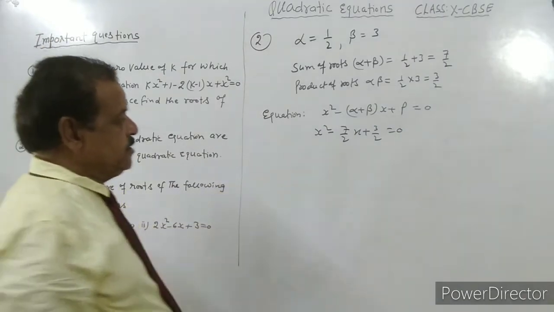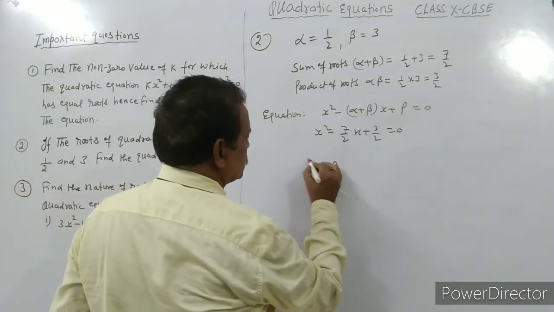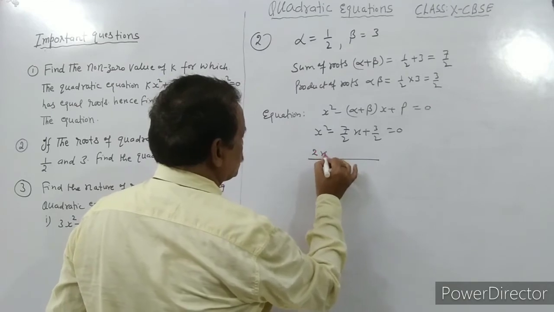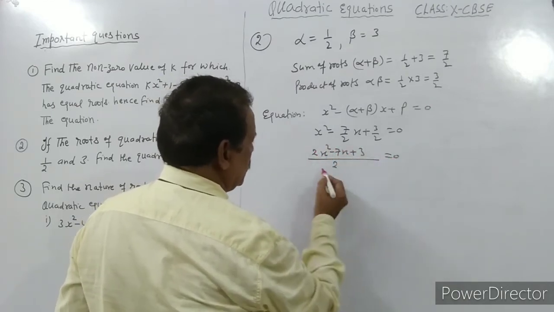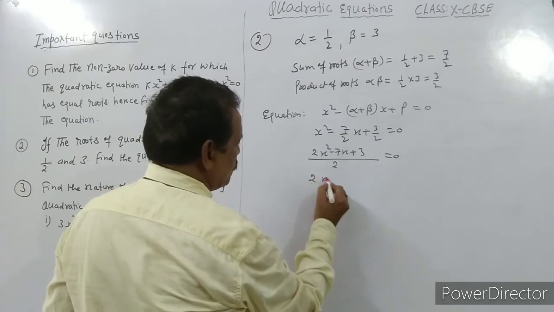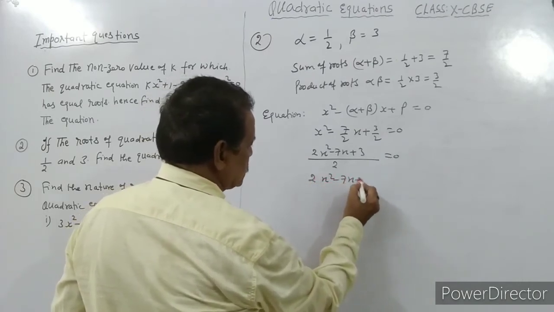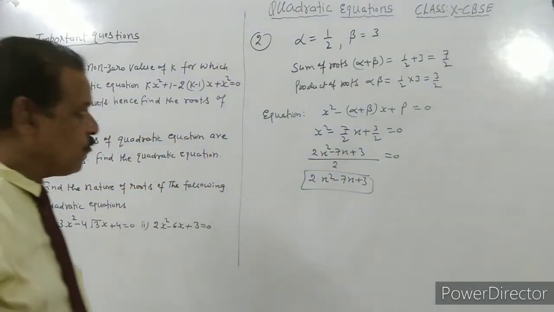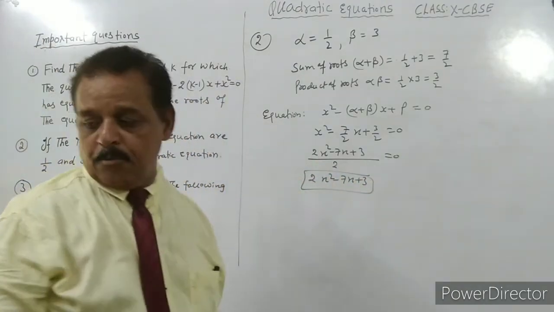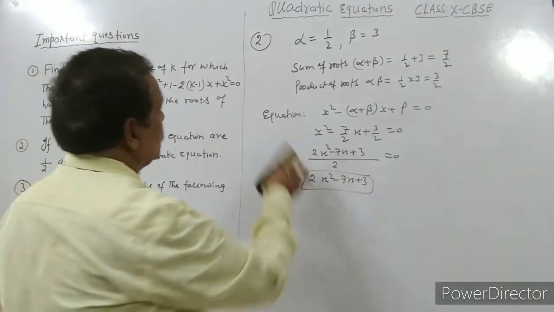You can take LCM too. So this is 2x square minus 7x plus 3 is equal to 0. So the final equation is this. This is the quadratic equation, the formation of quadratic equation. Now I am taking one more question.